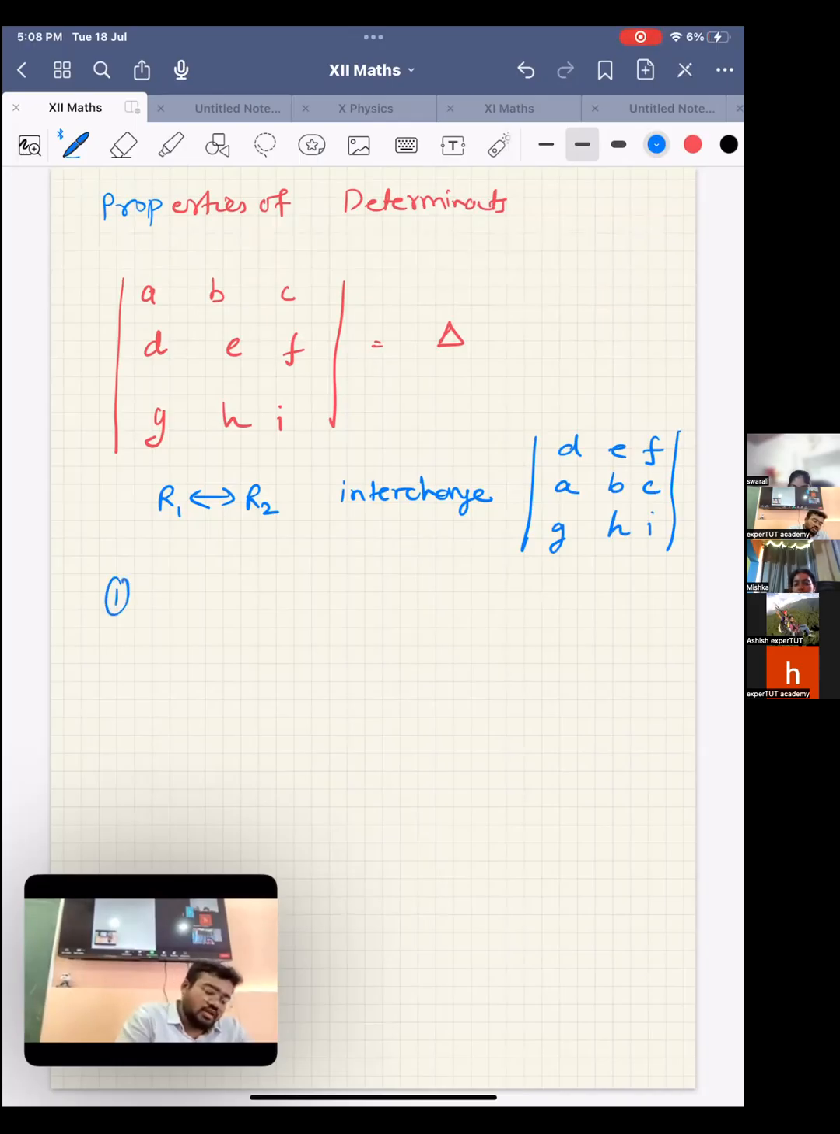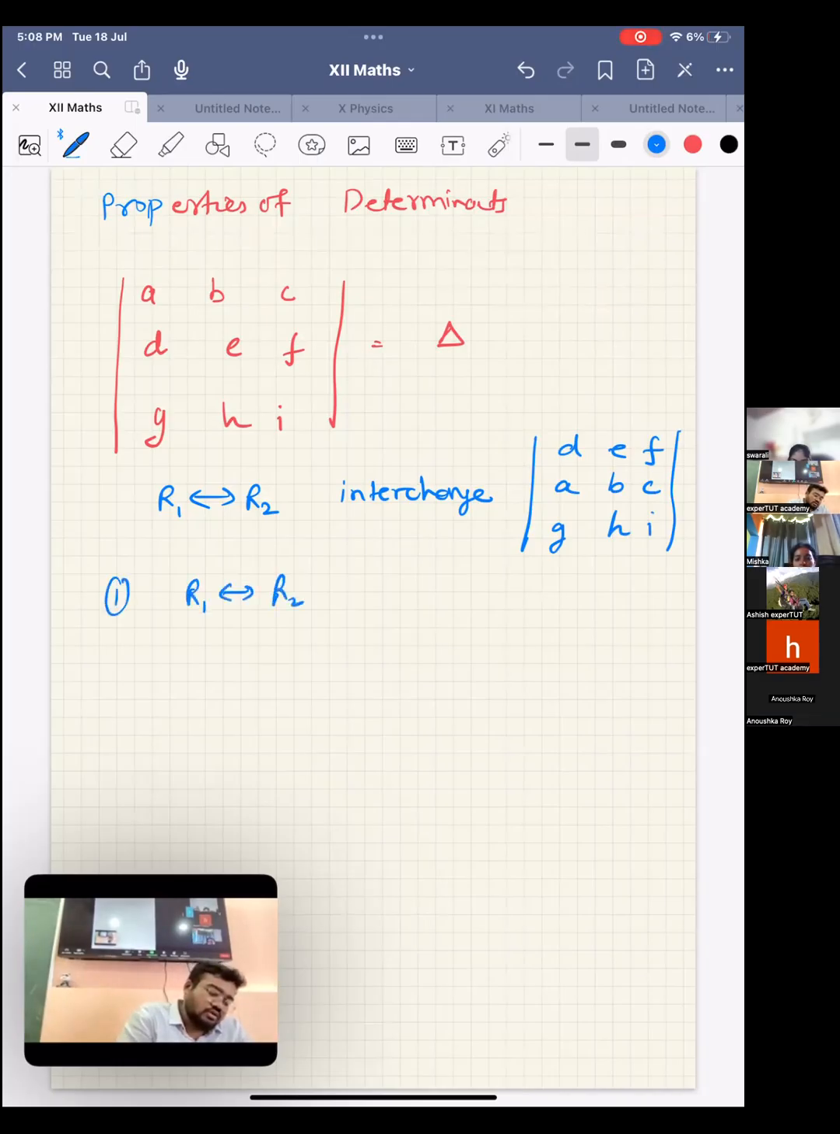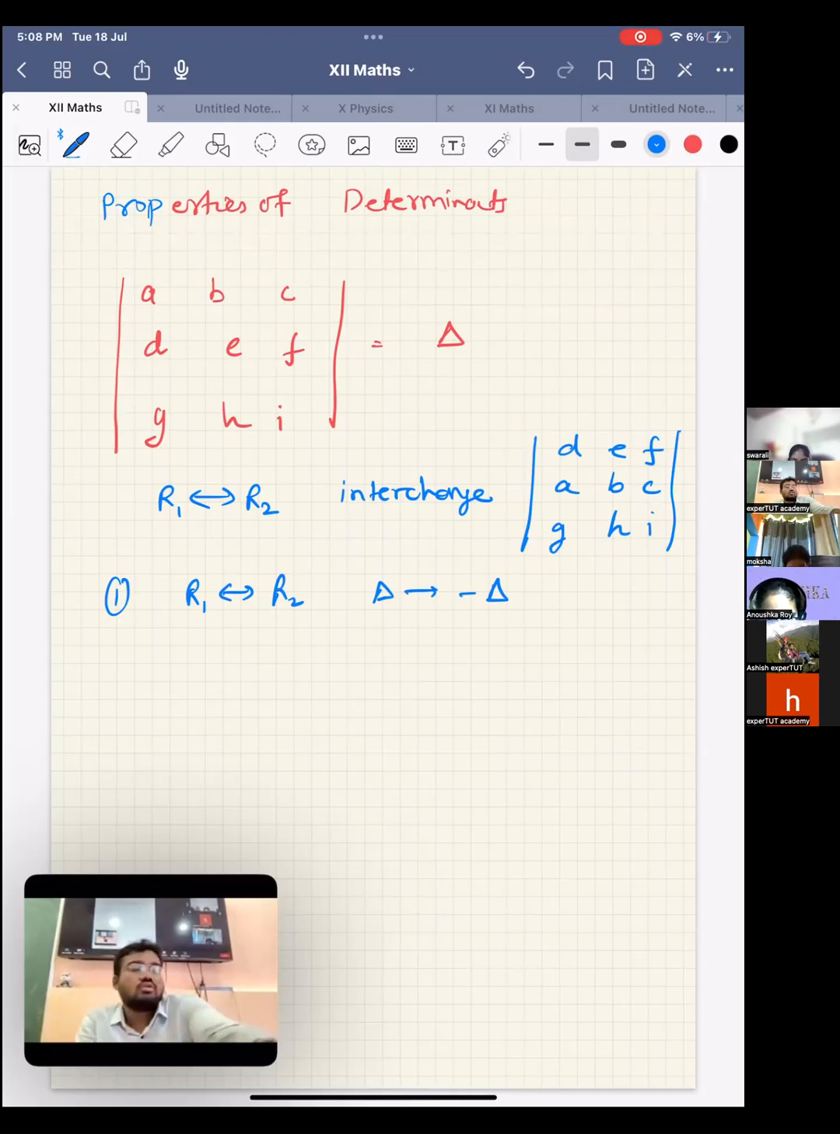Now, the first property is if you change R1 and R2, delta changes to minus delta. This is the first property. Second property is if R1 equal to R2, then delta equal to 0.